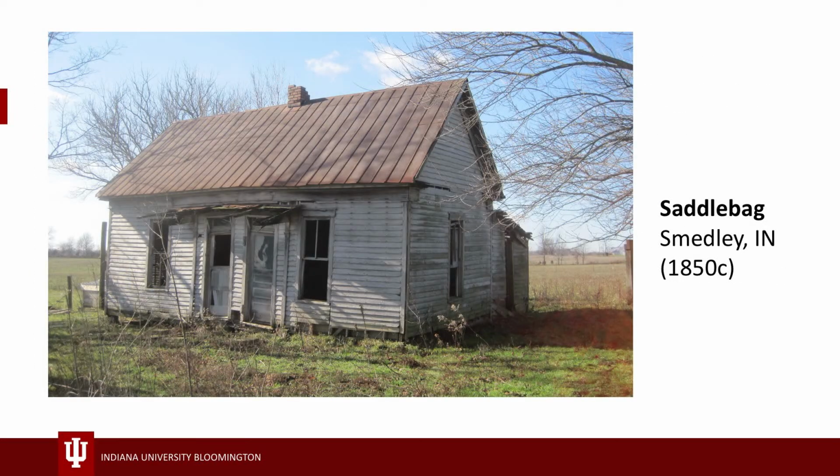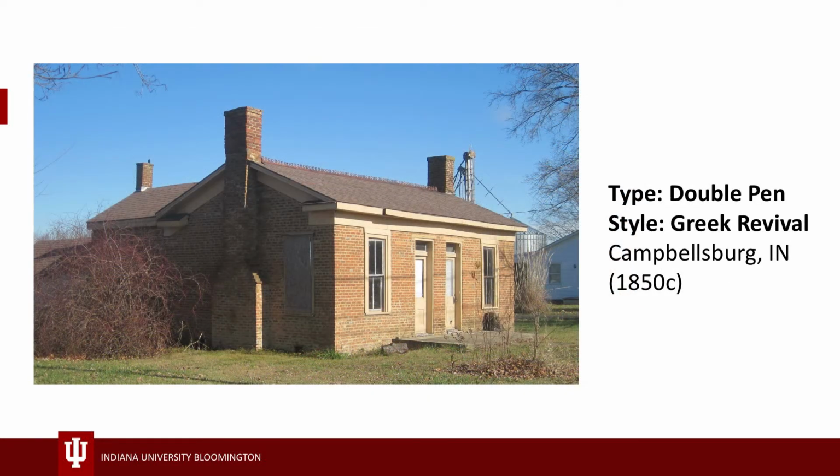Like the double pin building we looked at in our last lecture, the only remaining feature is this harsh return on the eaves, which helped create that sense of a pediment. Here it is again in the brick double pin house from Campbellsburg, Indiana. When you see that triangular pediment on that gable end, those returning eaves, it's a Greek Revival house.